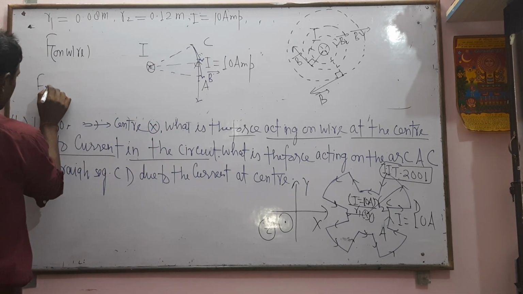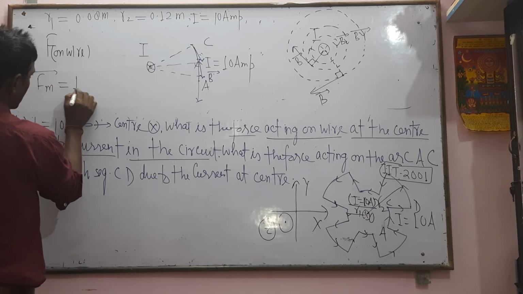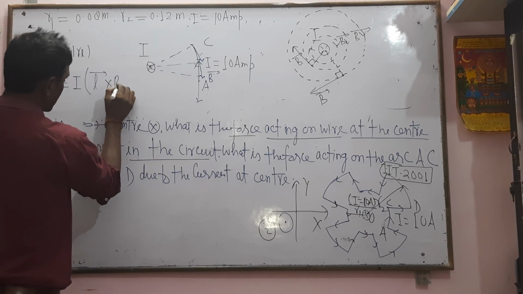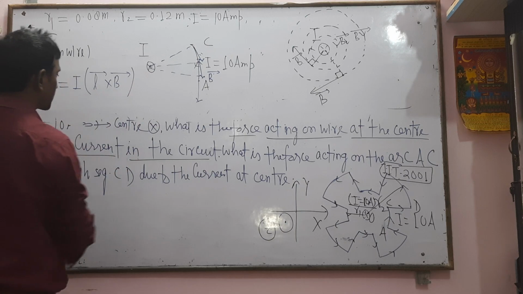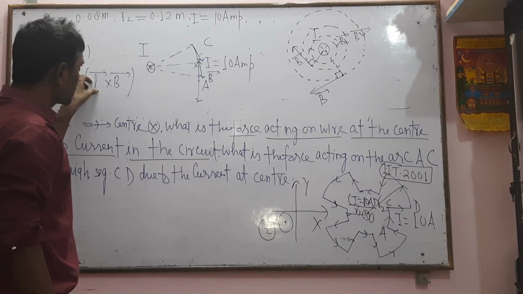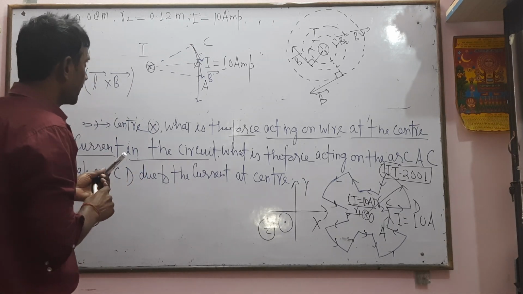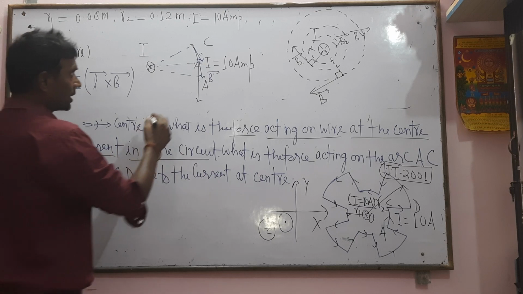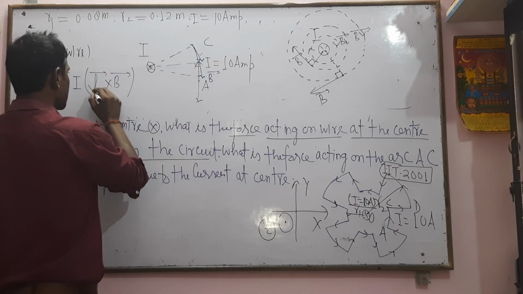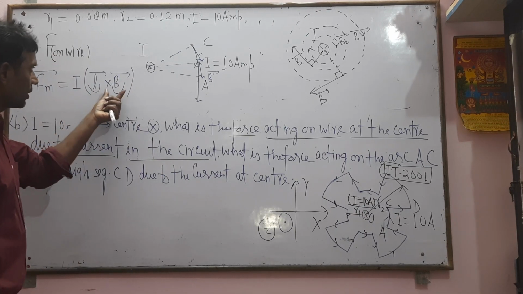But we know that the magnetic force Fm equals I L vector cross B vector. L is the length vector along the current, and B is the direction of magnetic field. If we treat A to B, A to C situations, we can say this is the L effective and B effective.